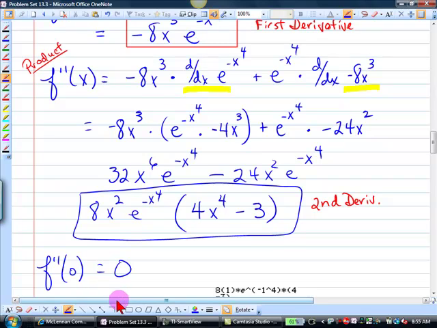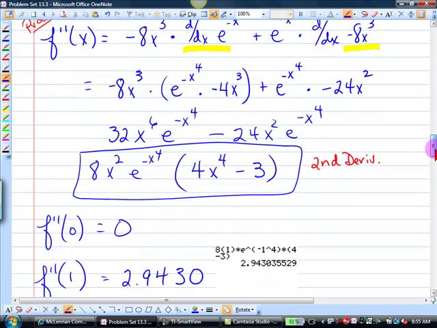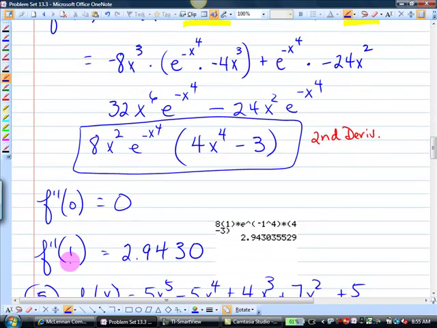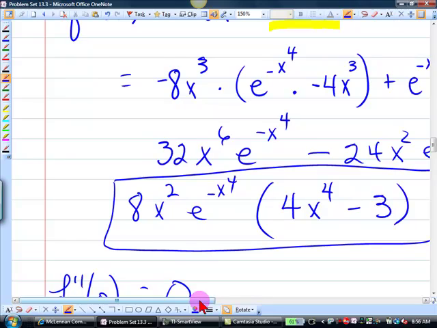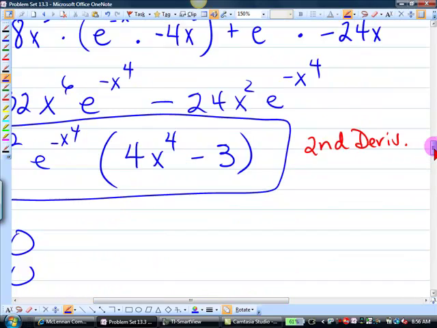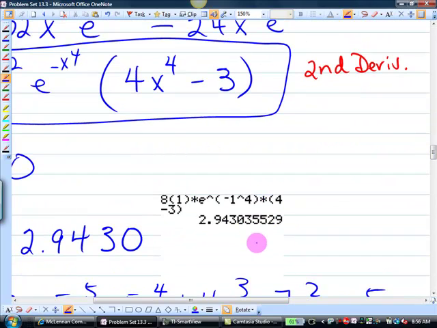F double prime of 0, that's not too bad, because if you put 0 there, you're going to be multiplying, you get 0. So that one's 0. For the other one, F double prime of 1, because you've got e and all of that, sometimes it's easier to do it on the calculator. I don't know if you guys can see, that's the way to put it in. Let me make this really big for a minute. Okay, right here is how to put it in the calculator. Maybe practice that.